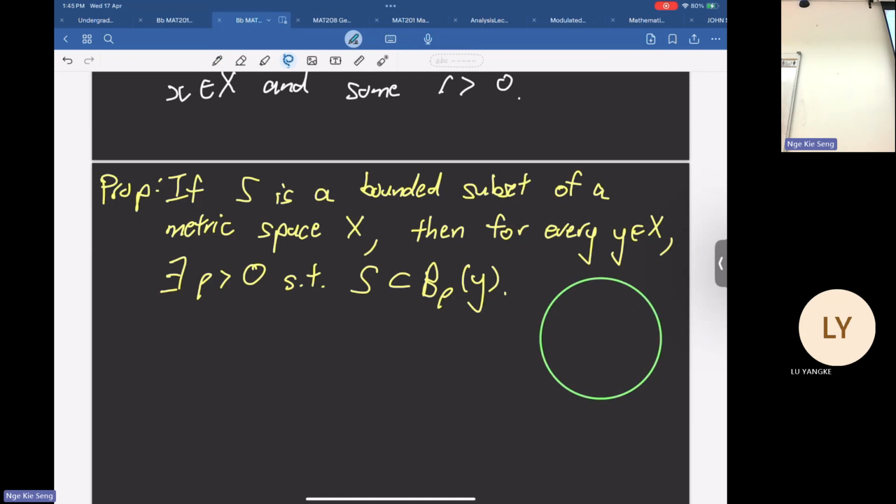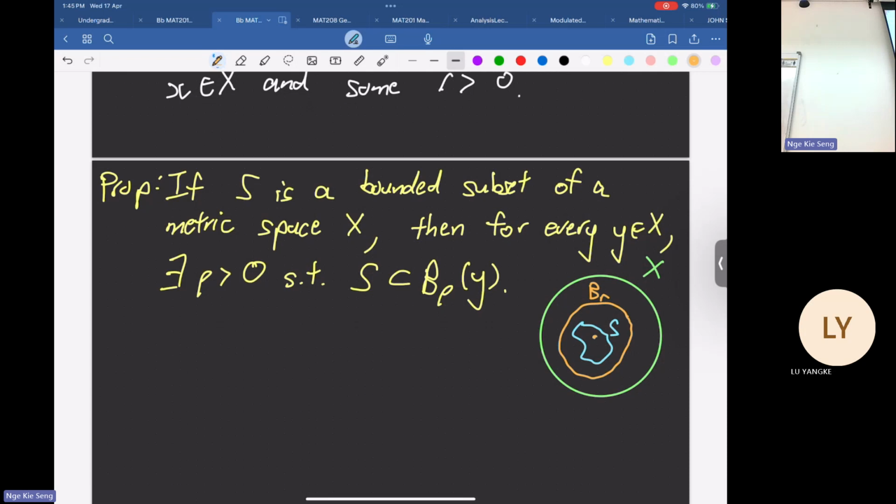Let's say this is your X. Inside your X, you have some set S, a bounded one. What does bounded mean? Bounded just means that there's some ball. You should imagine that this ball might not be a circle. Just now I already showed you the square ball. So there's a ball with radius R, maybe centered somewhere here, that bounds S.